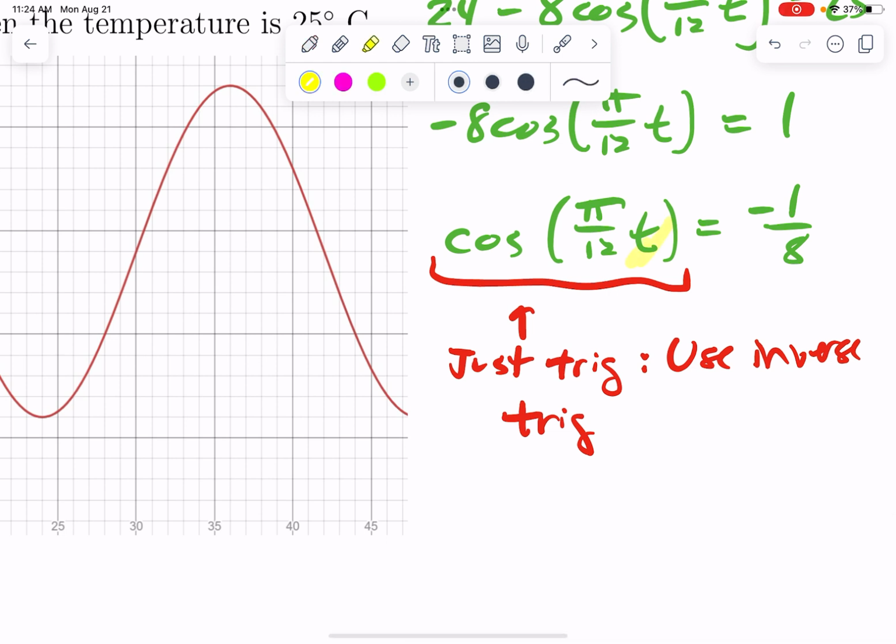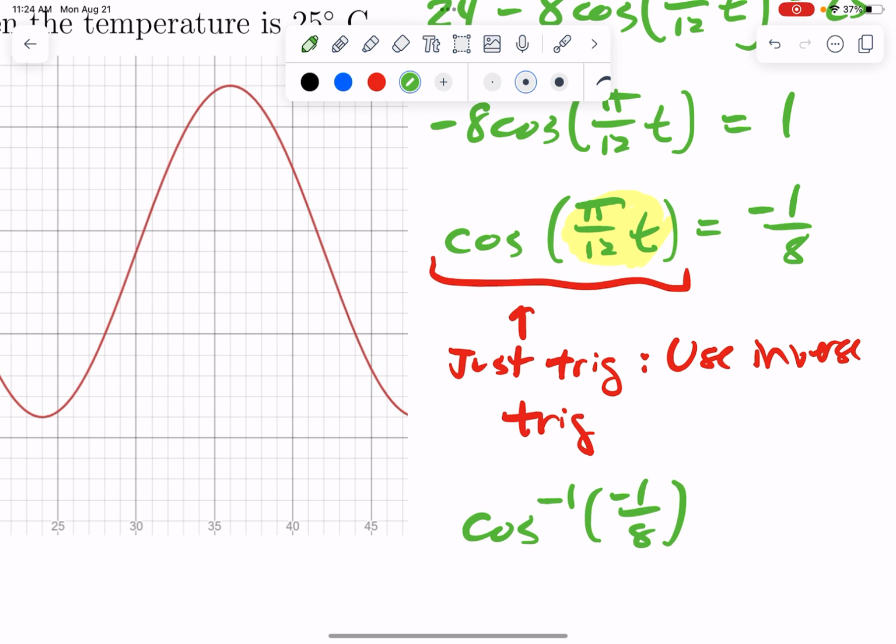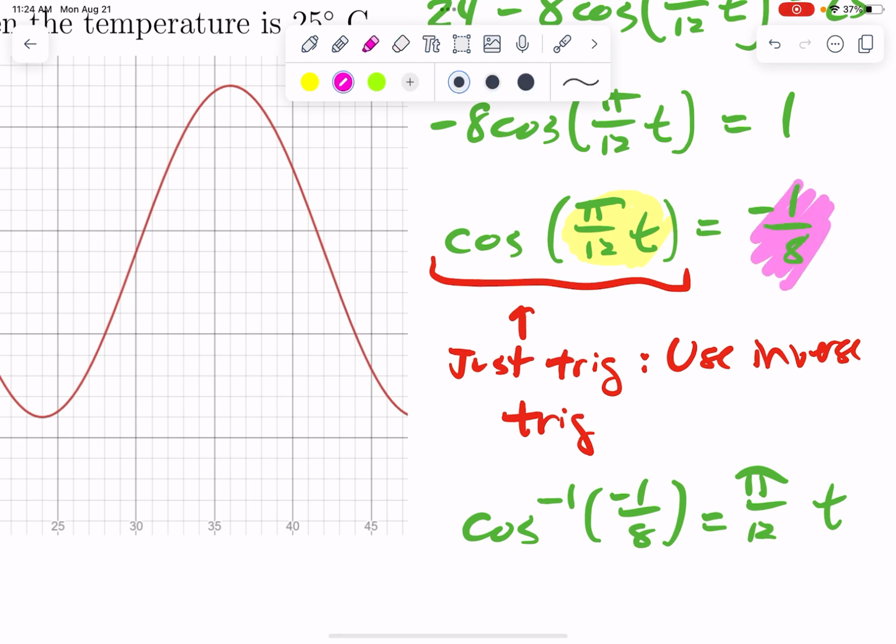So this whole thing here, that thing in yellow: cosine of the thing in yellow is -1/8. That's equivalent to saying that inverse cosine of -1/8 is pi over 12 t. Right? I am just switching the relationship. Let's highlight these to see that.